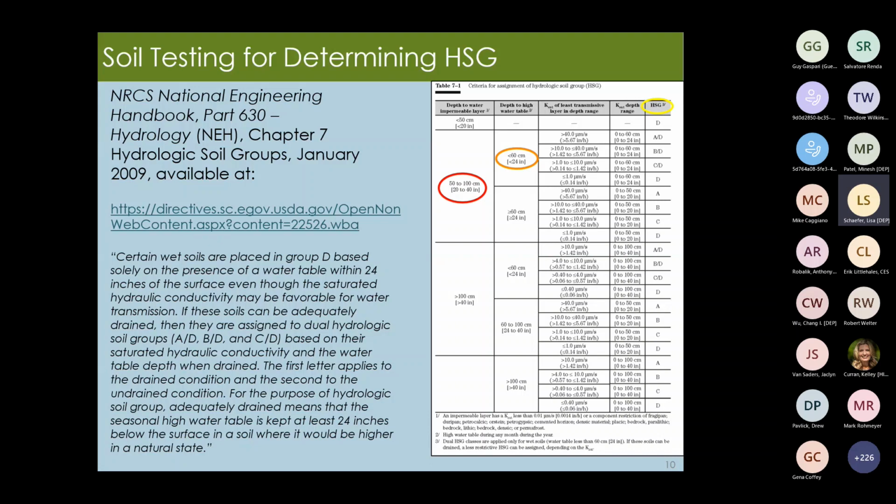Where the depth to the water impermeable layer is 20 to 40 inches, we would look in this table in the area of the red oval. Then, if the depth to the high water table is less than 24, we look to the right of the orange oval. Next, we find the saturated hydraulic conductivity range for the least transmissive layer within the corresponding depth range, and the HSG designation is what you would see in the right-hand column.